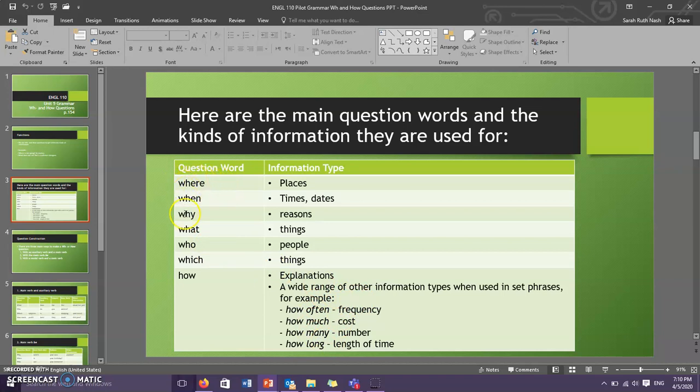So you definitely want to know these words because these are the words that we use the most for WH questions. And we say WH questions, but how is included in the WH list.